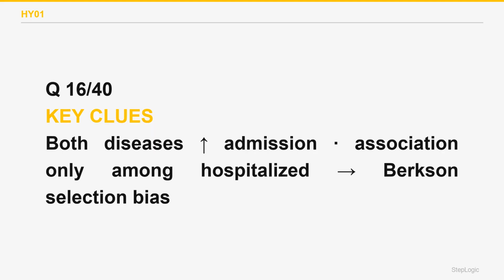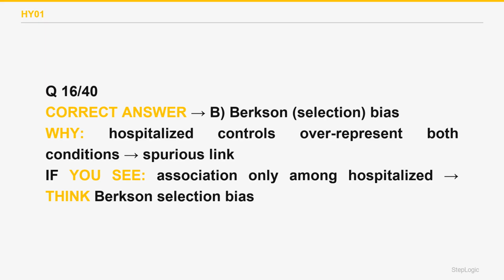This is Berkson bias, a form of selection bias. When both the disease and the exposure independently raise the chance of hospitalization, studying only hospitalized patients oversamples people who have one or both conditions, manufacturing an association that does not exist in the general population. The bias arises from how subjects were selected, not from how they answered questions. The correct answer is B.